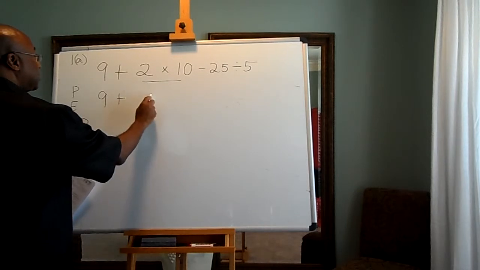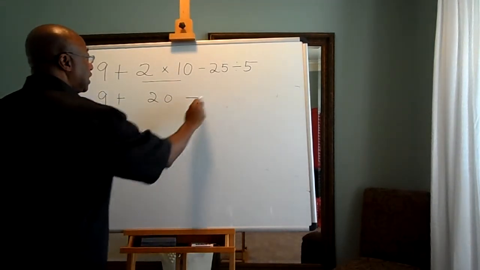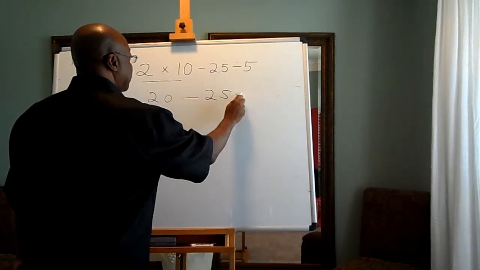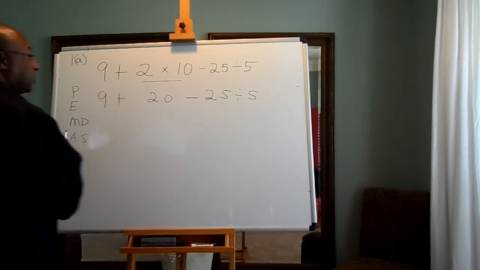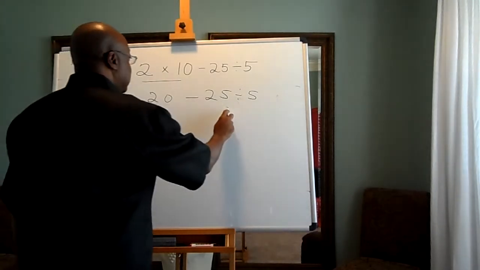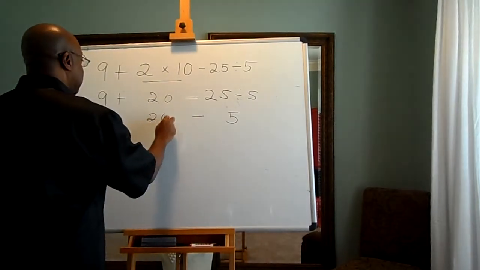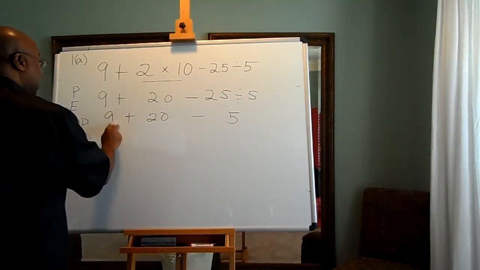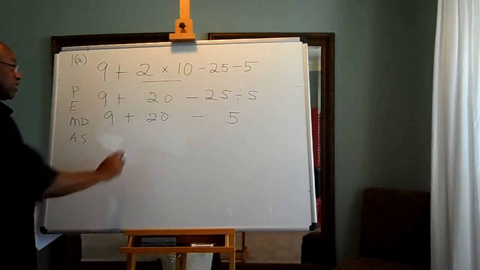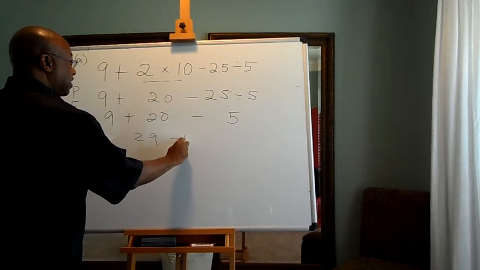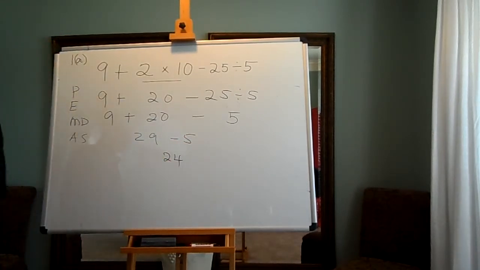So we have 9 plus, this is what, 20, minus 25 divided by 5. Now we do the division. Remember, addition and subtraction's last, so we'll get here what, 5, bring down the rest as you see it, and then we add all this up left to right. We have 29 here minus 5, which gives us what? 24. So just remember the order of operations.